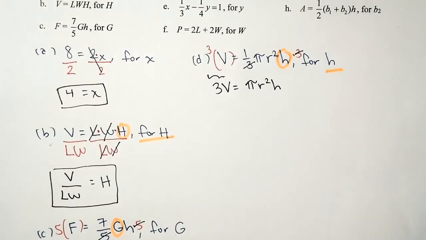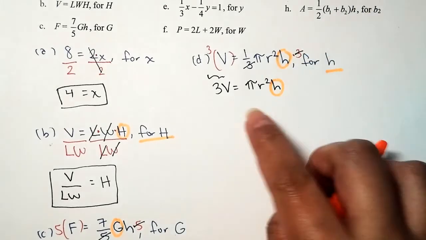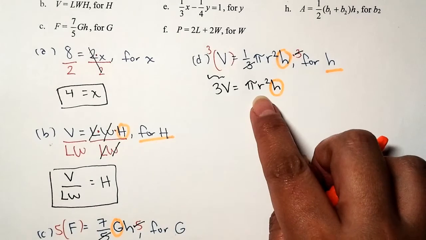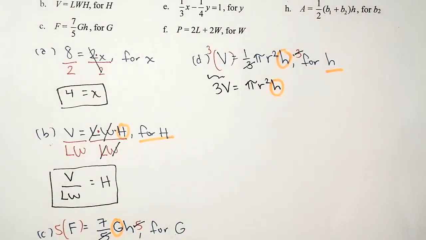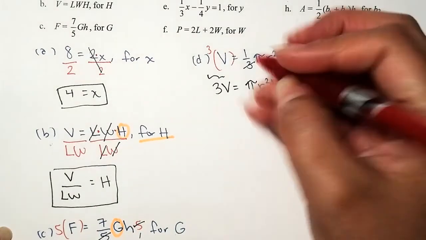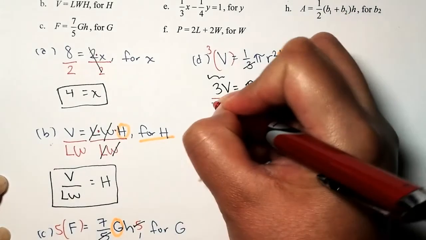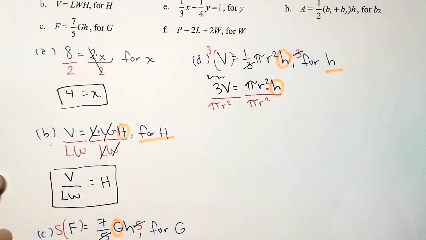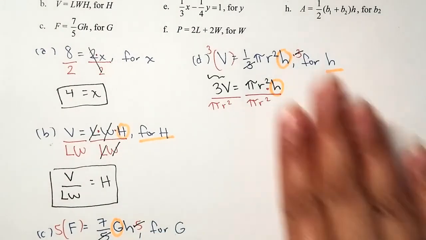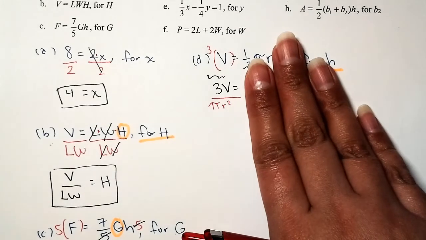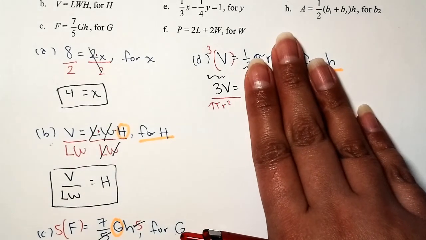Too many letters, too much drama, so let me remind myself. So okay, we're trying to solve for h, so I need to get rid of this times pi times r squared. So to get rid of the times pi r squared, you guessed it, let's go ahead, divide both sides by pi r squared. So on the left side, we're going to have a fraction. Can we reduce it? No, so just write it as is.